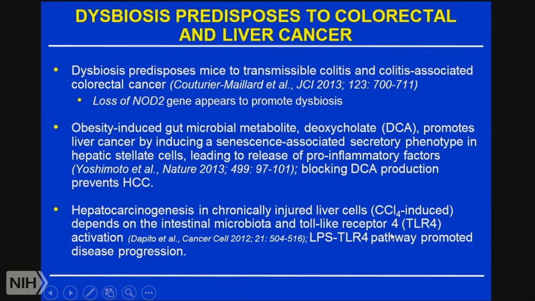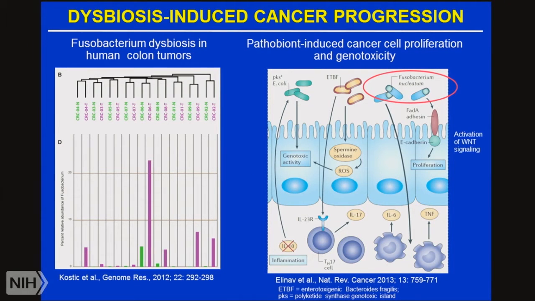And then here's another liver cancer model, where they show that LPS produced by the microbiome in the gut is important in promoting liver carcinogenesis in this model because of TLR4 signaling. Something David does. So, okay, and then here, an end to it.